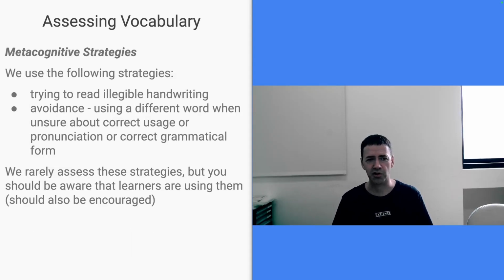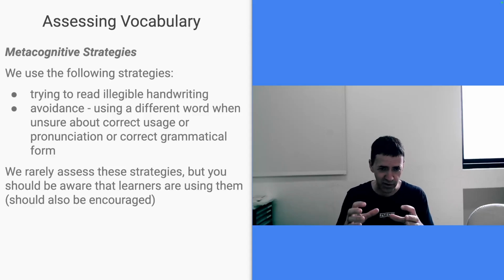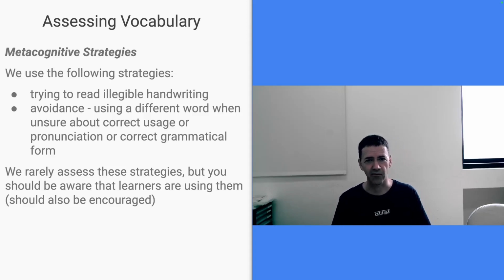Okay, and then we also have metacognitive strategies. So readers who don't know the word or they're not totally sure, there are, of course, a number of strategies that can be used. For example, we try to read illegible handwriting. We try to figure out what the word is. For second language learners, there's avoidance. Not only second language learners, I guess native speakers as well.